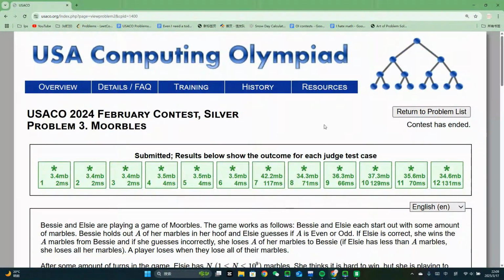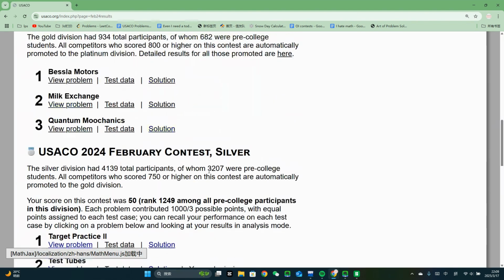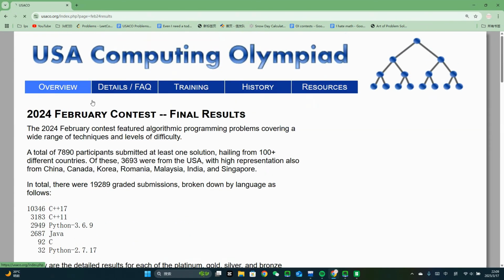So yeah, these are the 3 problems from the 2024 February. Every single one of them is way more difficult than all 3 of this year's combined. And guess what the cutoff was? 750. What is USACO doing? Like, what are you guys doing? 50 more points on this one than this February?